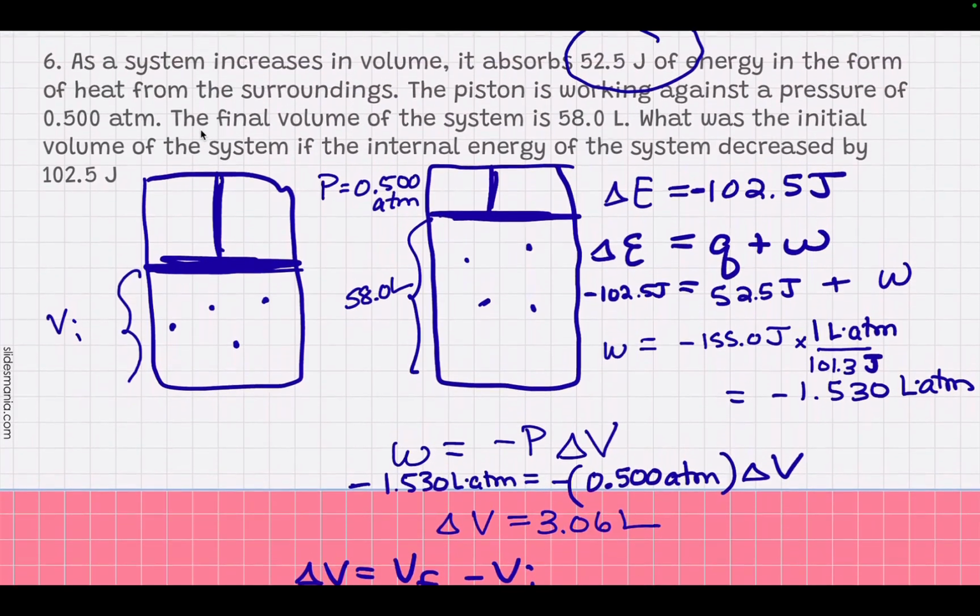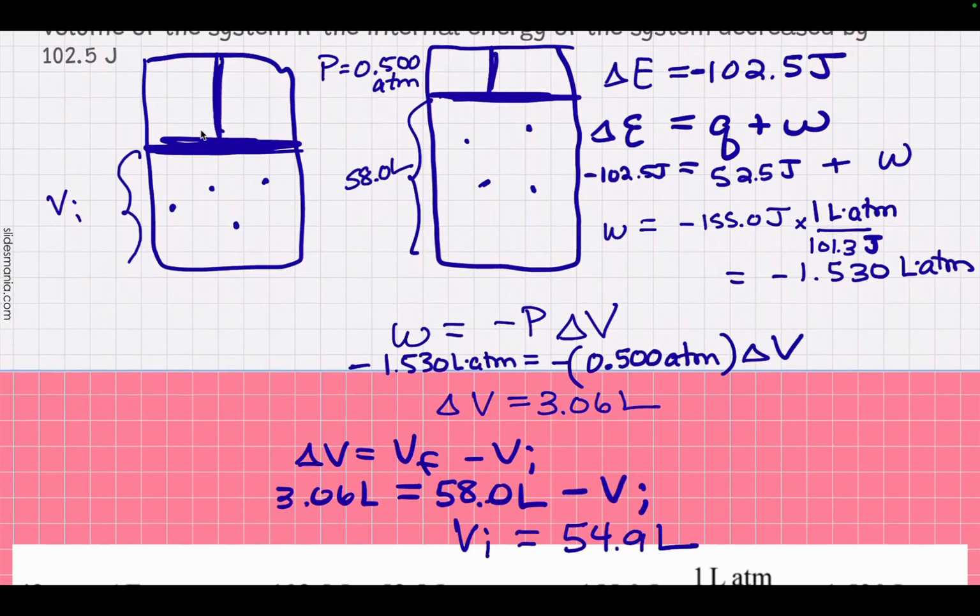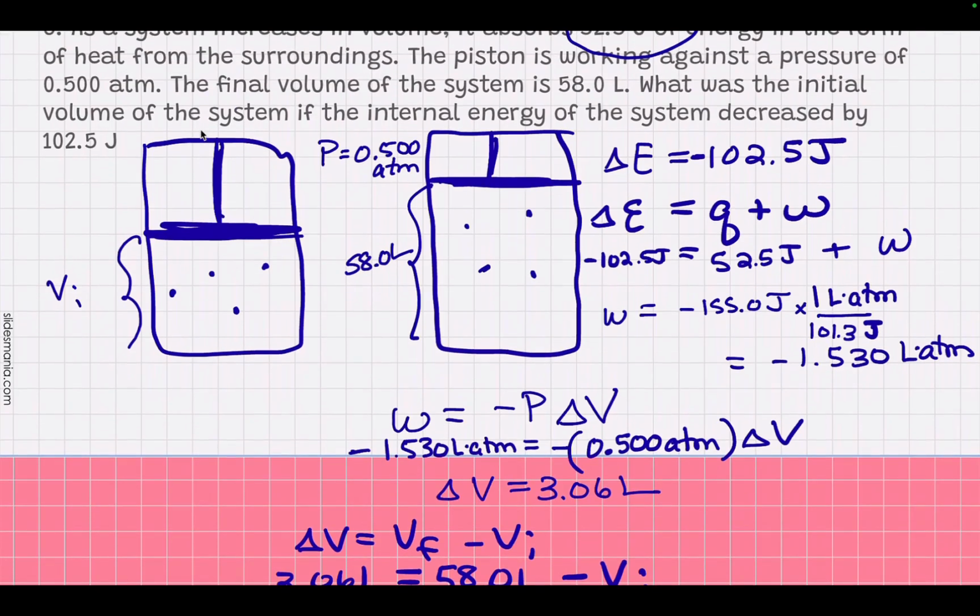Energy was absorbed into it, and then it expanded into a volume of 58 liters, and that would be how much initial volume was in order for it to have an internal energy value of negative 102.5.